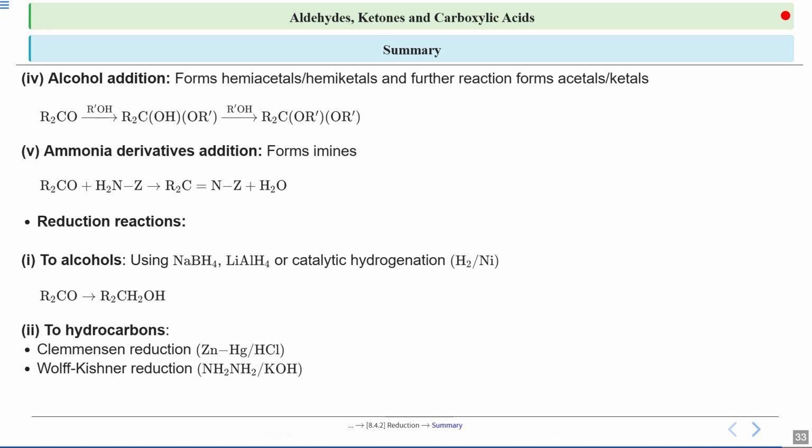In Clemmensen reduction, we use ZnHg in presence of HCl. There is an acidic medium. And in Wolff-Kishner, we use NH2NH2, which is hydrazine, in presence of a basic medium, which is KOH.